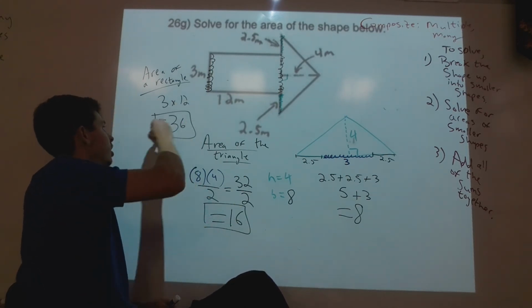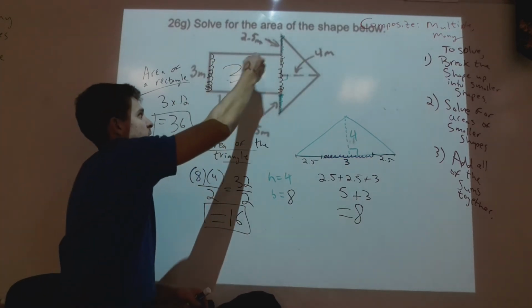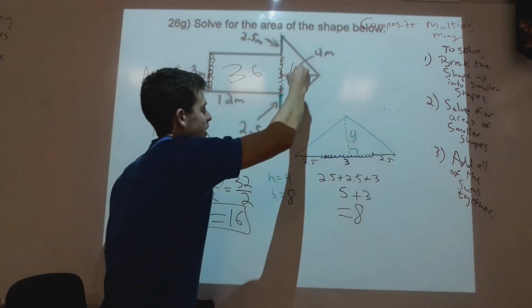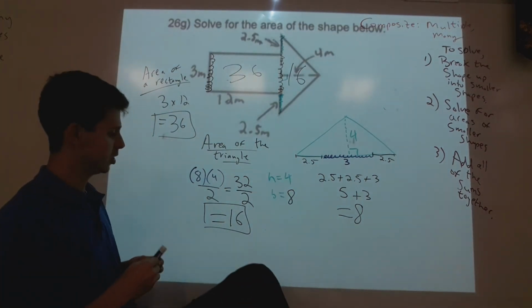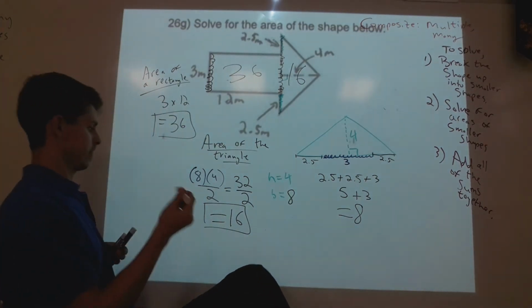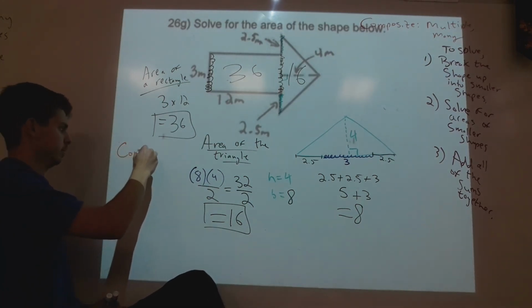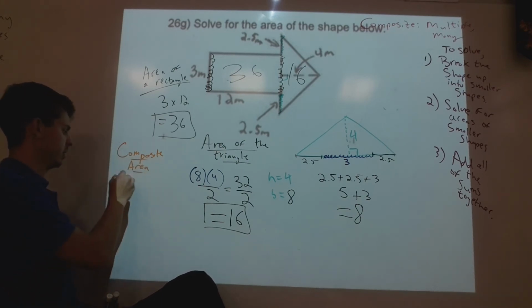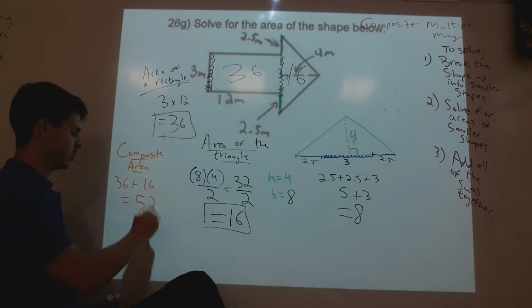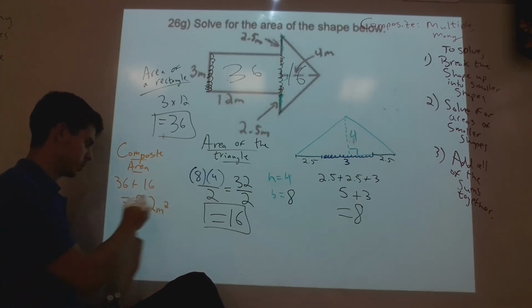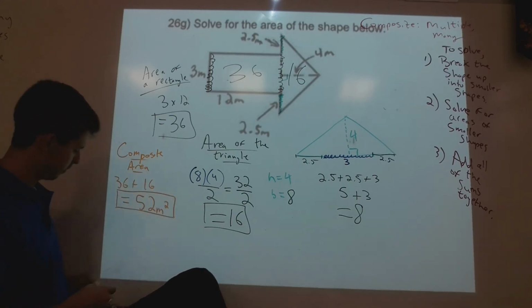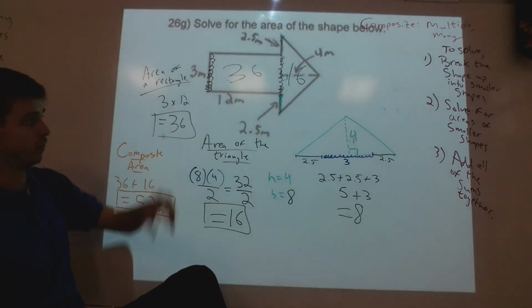So these are our 2 chunks here. The area of the rectangle is 36. The area of the triangle here is 16. So now all we need to do is add them up. Composite area, 36 plus 16 is equal to 52 meters squared. 52 meters squared. And that is my answer for the arrow.